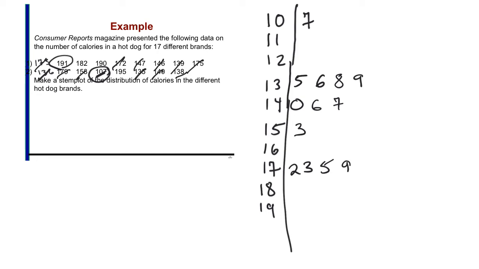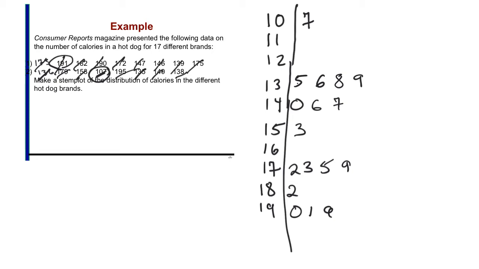179, 182. We have a 190, a 191, and a 195. So let's check. We have 17 numbers. 1, 2, 3, 4, 5.